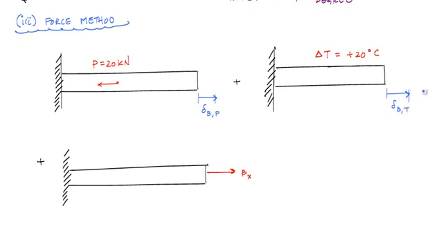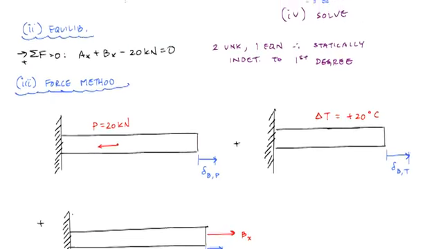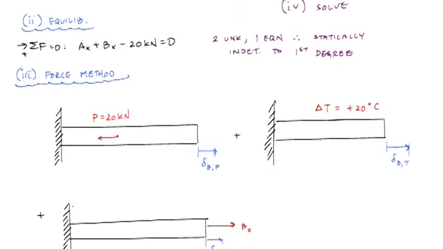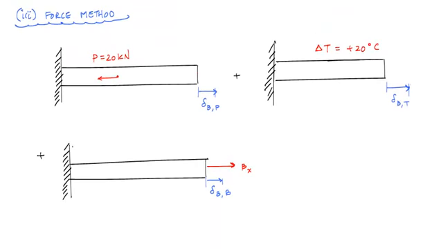And then I have the deformation at B here due to my redundant. Now, what I realize from this is that if I look at my overall structure, that point B should not move. The deformation at B in the real structure should be 0. So that tells me that, based on my force method, I can come up with my compatibility equation, which is that the deformation at B should be 0 in the actual structure.